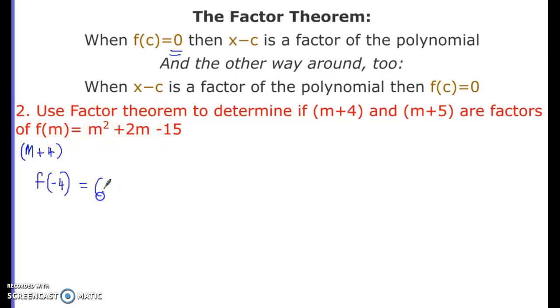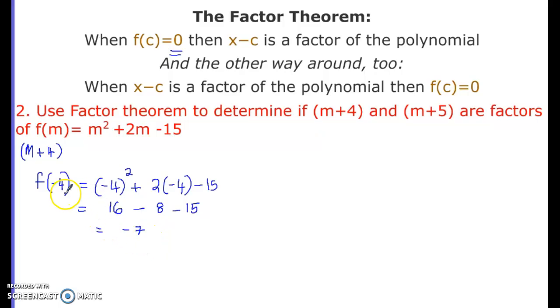Instead of m, I plug in negative 4, the whole squared, plus 2 times negative 4, minus 15. So here I get negative 4 squared is positive 16, minus 4 times 2 is 8, minus 15. So I get 16 minus 8 is 8, minus 15 is negative 7. So this remainder is not 0. The remainder is negative 7.